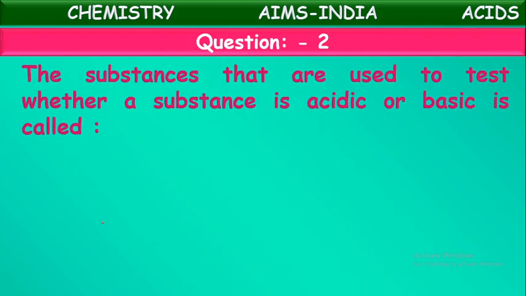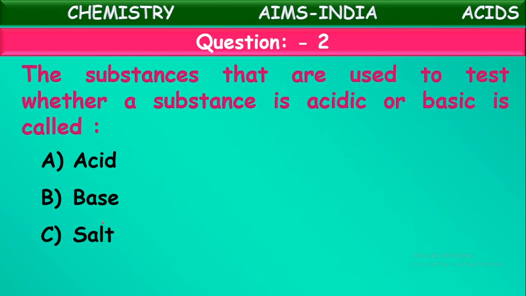The substances that are used to test whether a substance is acidic or basic are called? So, what are those substances called? Is it acid or base or salt or indicator? So, which is the correct statement, children? The substances that are used to find whether the given substance is acidic or basic are called? Yes, indicators. The substances which are used to identify the given substances as whether they are acids or bases are called indicators. Next question.